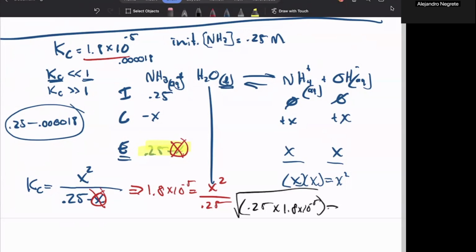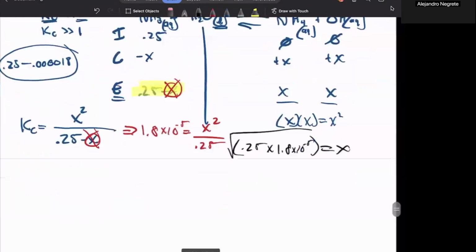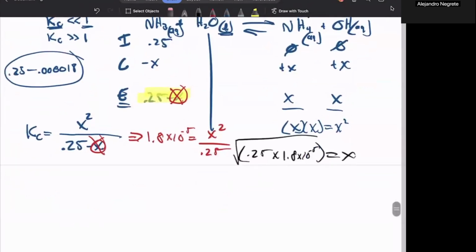The square root of that is equal to x. Right, so we know where we're going. But again, we should know how to calculate this. This is algebra. x is going to be equal to 0.00212. So now we know the value of x.